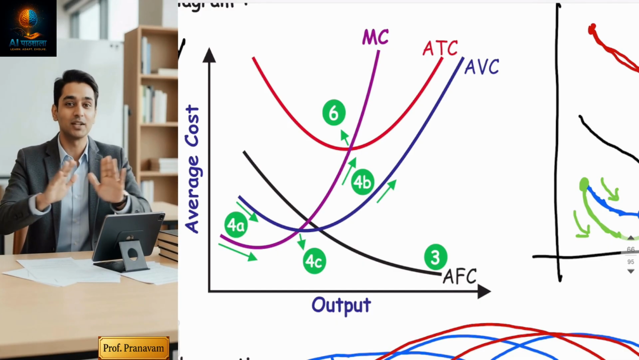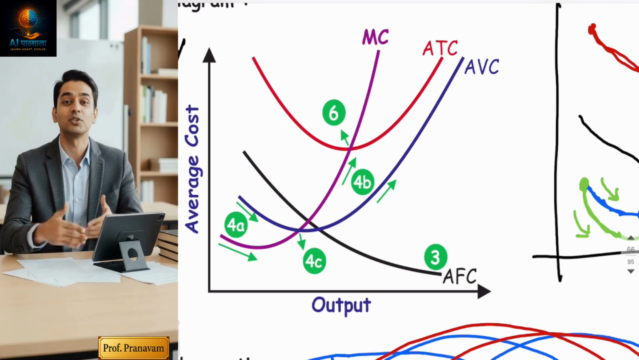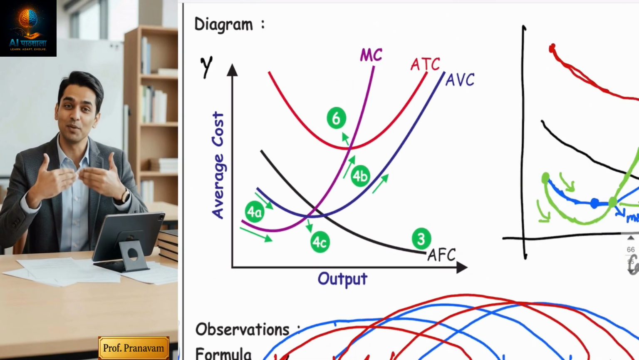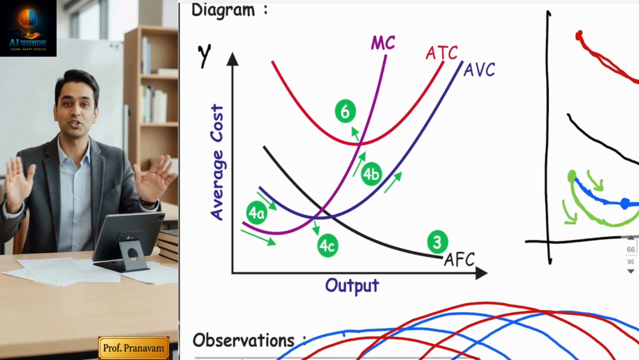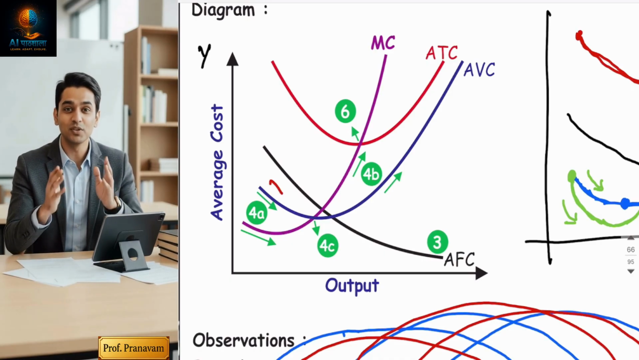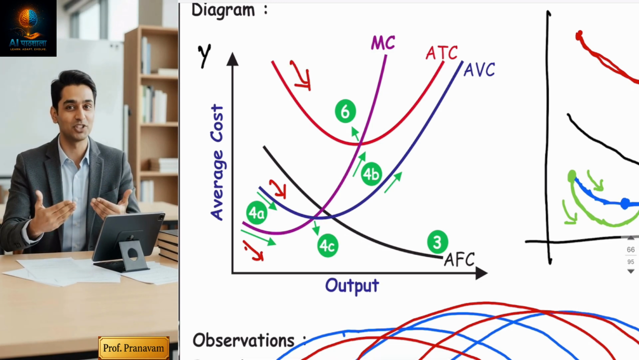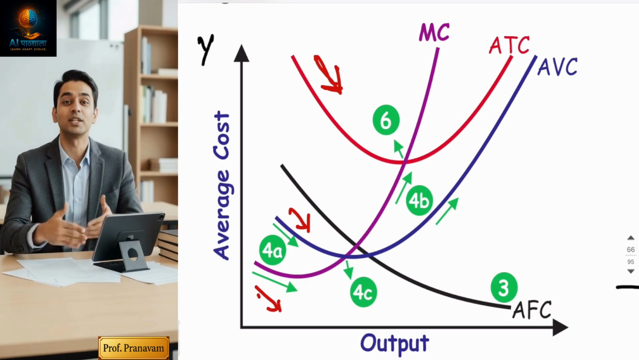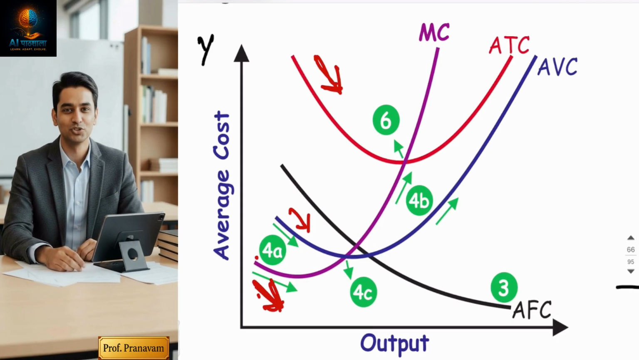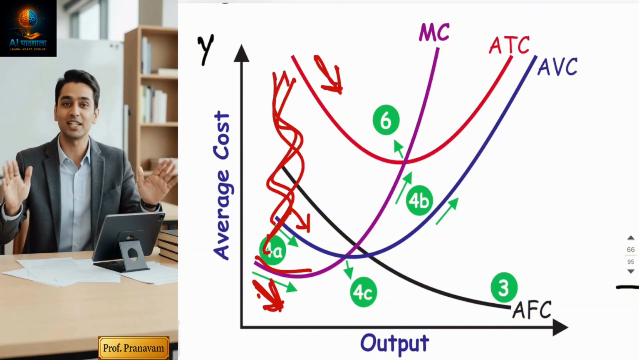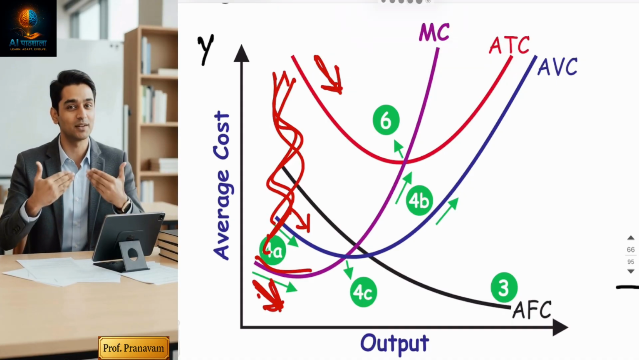MC and ATC have the same relationship that MC and AVC have. Let me compare both again. First, understand AVC and MC. Theory states that when AVC and MC both fall, MC is lesser. Similarly, when ATC and MC fall, MC is lesser. See here, my ATC is falling and MC is also falling, but there is so much gap. So can I say MC is lesser? Same rule.